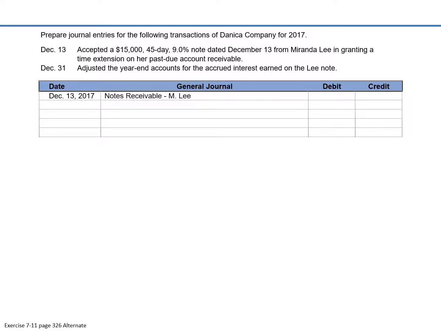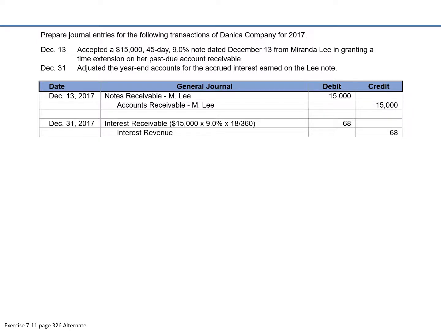All right, so on December 31st, when we grant the note, we're going to record a debit to notes receivable and a credit to accounts receivable because we're going to relieve her accounts receivable that's past due and we're going to give her a note instead. Okay? Then our interest for 18 days is going to be the $15,000 times 9% times 18 divided by 360, which is $68. We're going to record our interest revenue for $68, right? So hopefully you did well on that one.